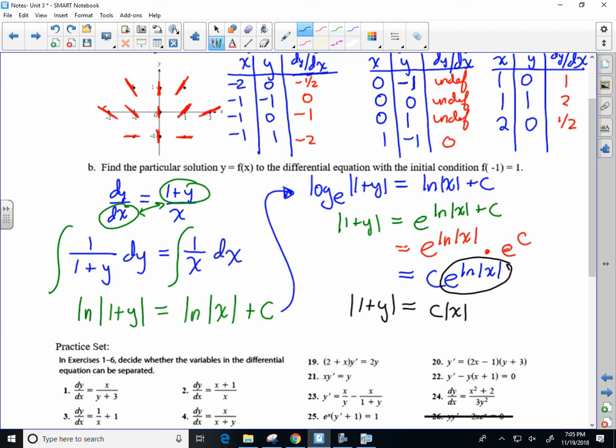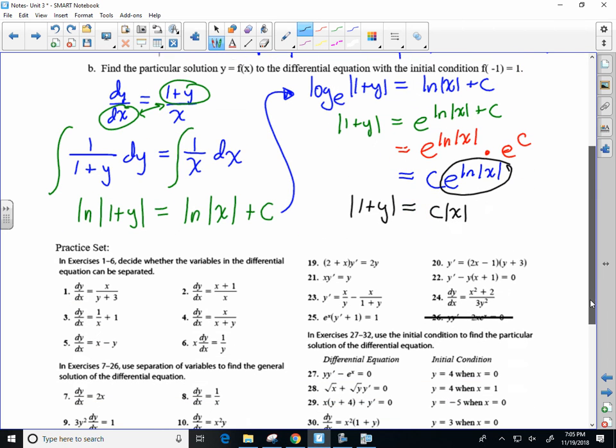There are a couple of avenues you can take from here, but any avenue really requires you to evaluate the absolutes, because I have to account for the possibility that x can be positive or negative, and y can result in an expression that's positive or negative. Either way, I have to account for that. So what I would do is write this in each possible way. I'd write it with all positives: 1 plus y equals cx.